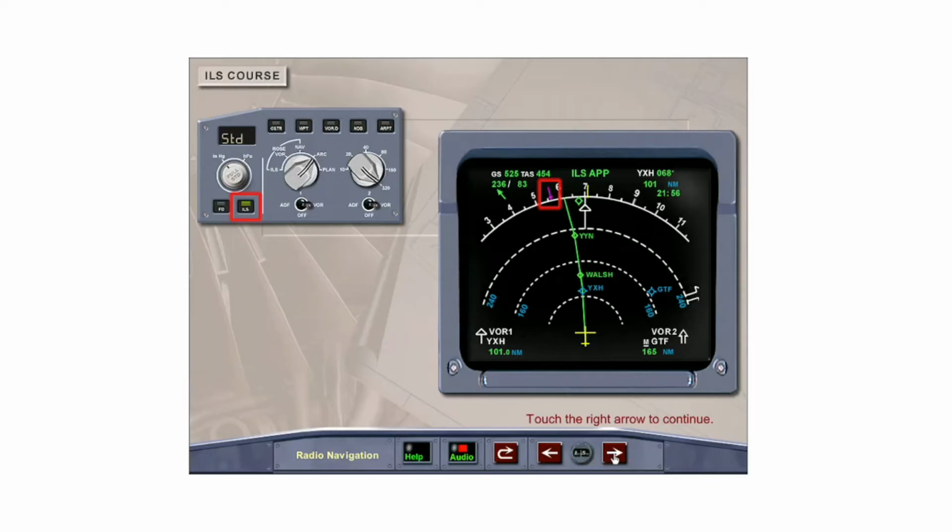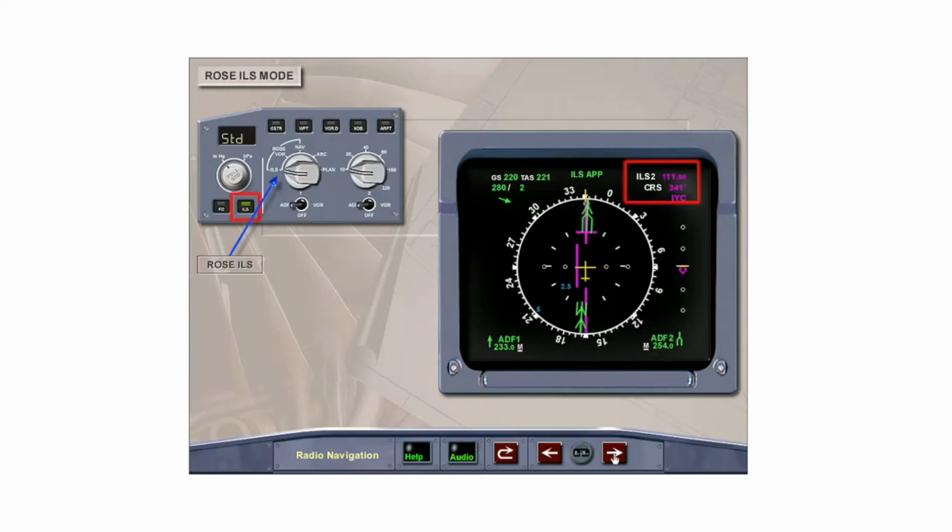With ILS selected on the EFIS control panel, the navigation display in ARC or NAV will display the ILS course by a magenta pointer. Selecting the mode selector switch to ROSE ILS, the navigation display will display the ILS station, frequency, course, and station identification if it is identified by the FMGC.